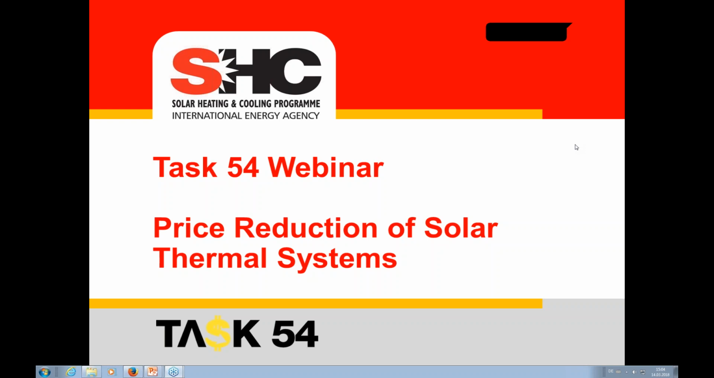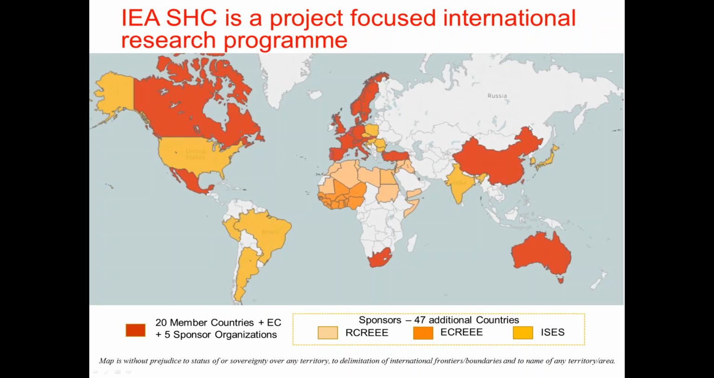But before we dive into our topic, I would like to give you a short overview of the Solar Heating and Cooling Program of the International Energy Agency. The program was established in 1977, and as you can see on this map, it is a truly worldwide and international research program. It has about 20 member countries in Europe, North America, China, Australia, and South Africa, and additional sponsors from about 47 countries. The SHC is project focused with currently 11 running tasks, and of course also the activities as part of the Solar Academy, such as this one today.